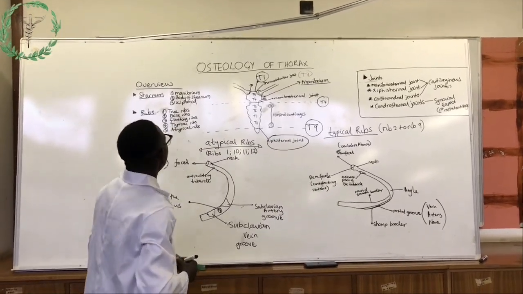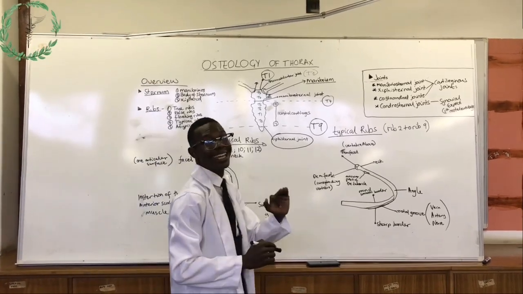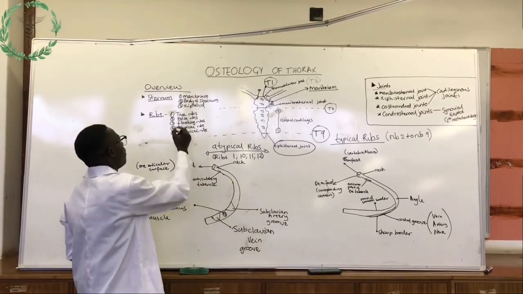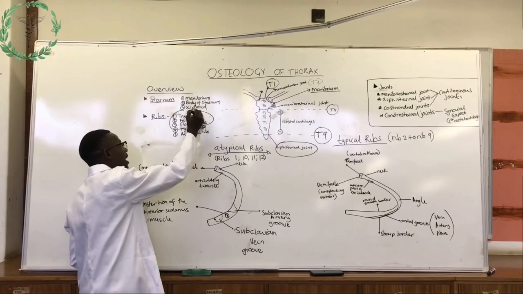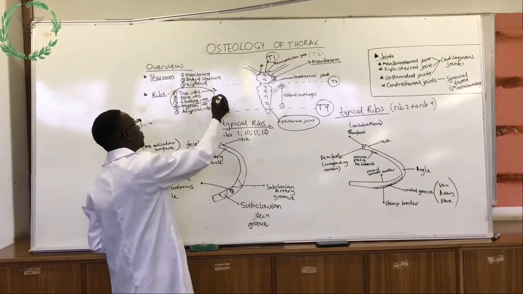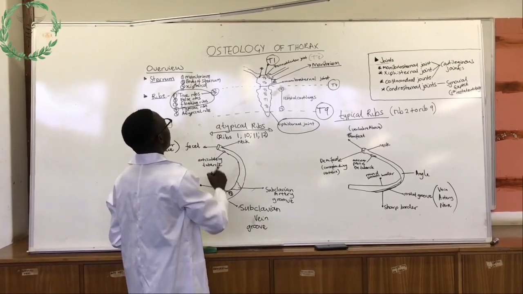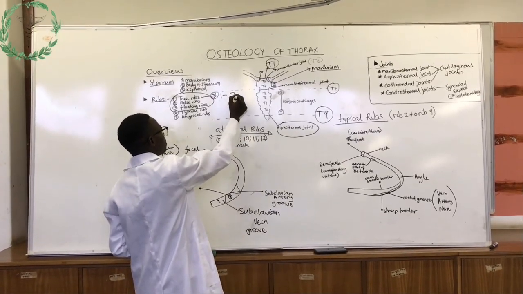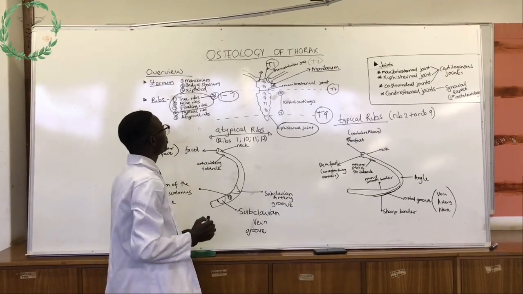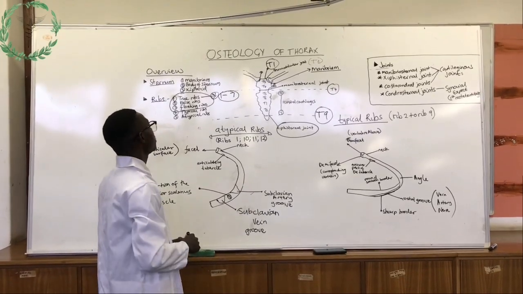So let's go to the ribs. We have three classes of ribs: the true ribs, false ribs, and floating ribs. The true ribs are ribs 1 to 7. They directly articulate with the sternum via their costal cartilages.